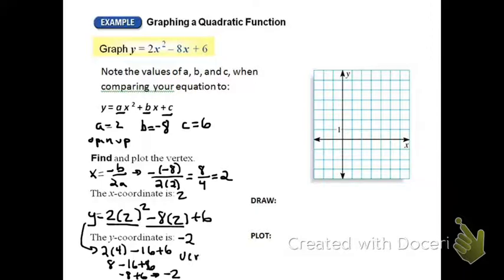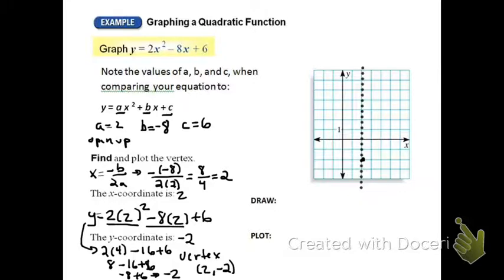That means my vertex is at the coordinate 2 comma negative 2. What I want to do now is plot 2, negative 2 on my graph. So I'm going to count 2 over, 2 down, and that is this coordinate right there. That is my vertex. Now, I'm going to dash in a vertical line through the vertex. That would be my axis of symmetry. I'm now going to find a few more coordinates to plot on this parabola and use symmetry to help me get the other coordinates, and then I'll draw my final graph.